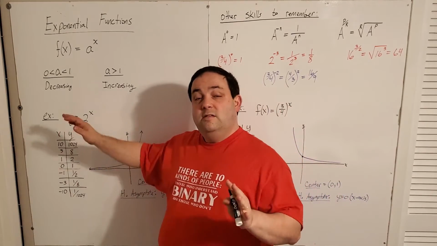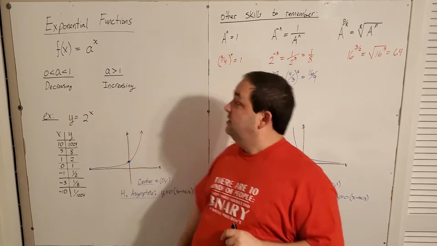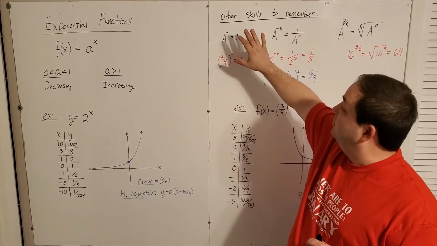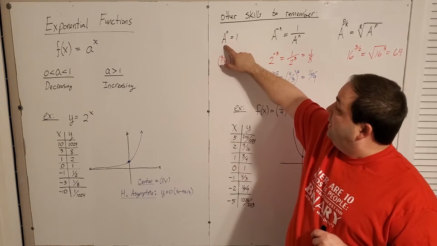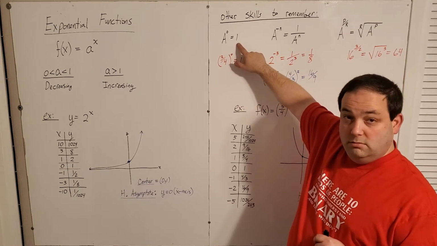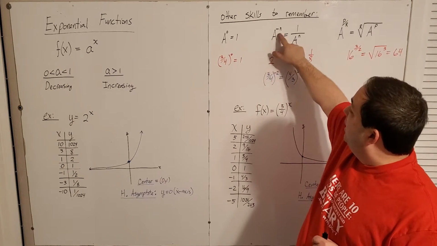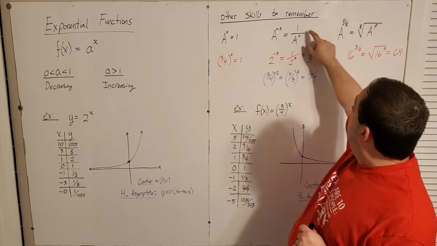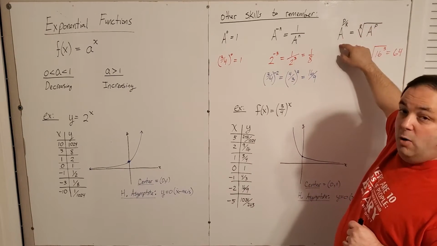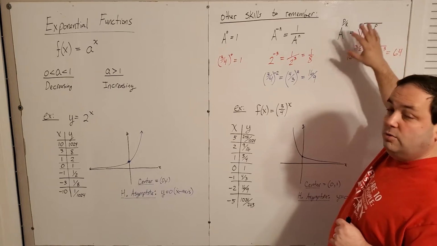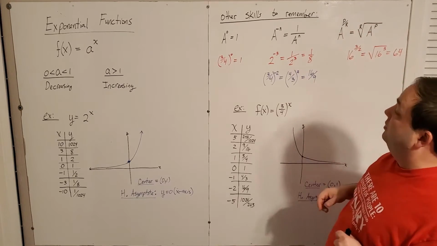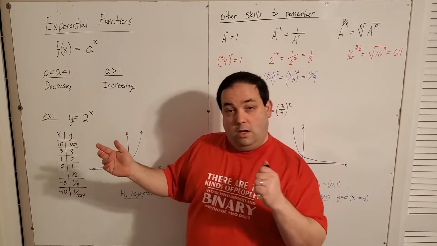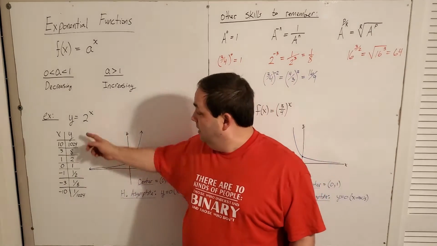Some other things to remember when doing these things is to remember some of your exponential skills, okay? Anything raised to a 0 power is 1, okay? Anything raised to a negative power gets reciprocated, and anything to a fraction power can be translated into a radical of some sort, okay?